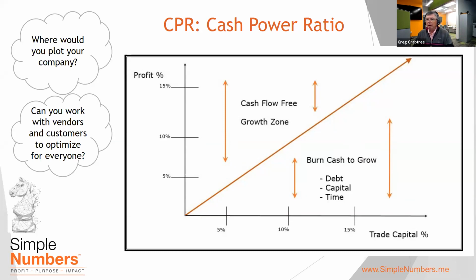But when you flip it the other way, the client in Australia was at 15% profit, and he had zero. I mean, he was way up here in the hot zone of, hey, grow as fast as you can, because this thing will pay for itself in that process.